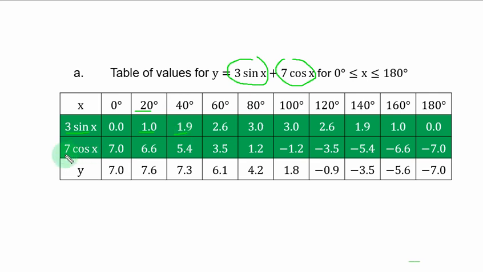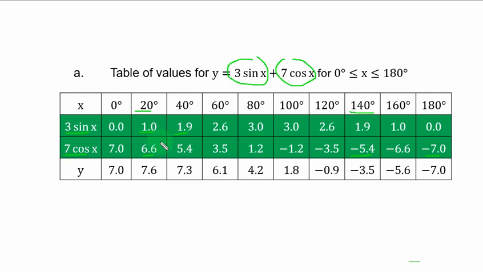Then you come to 7 cos s. You check cos 0, that is 1 times 7, you have 7. You check cos 20 degrees, multiply it by 7, you have 6.6 to 1 decimal place. You check cos 140 degrees, multiply it by 7, you have minus 5.4. You check cos 180 degrees, you have minus 1. Minus 1 times 7, you have minus 7. You can check for others.